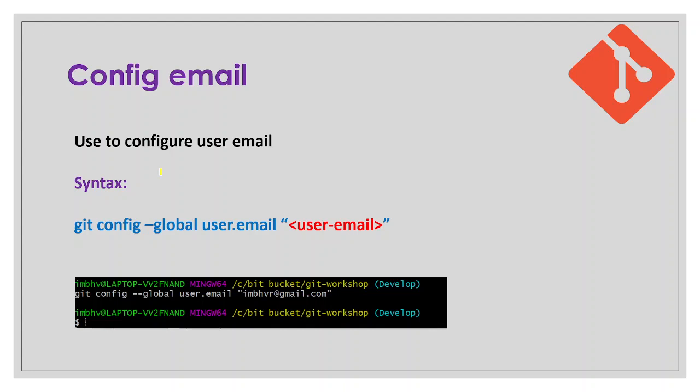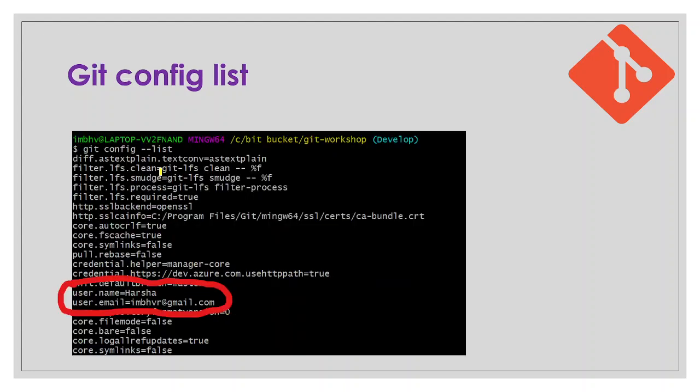If you are working in an organization, the organization level already has these configurations available. That's the reason you won't get any issues when working with Git. But if it is not configured, we need to configure. If you want to verify whether these configurations are already available, use the command git config --list. Then you can see all the configurations available, where the username and user email are already configured here.